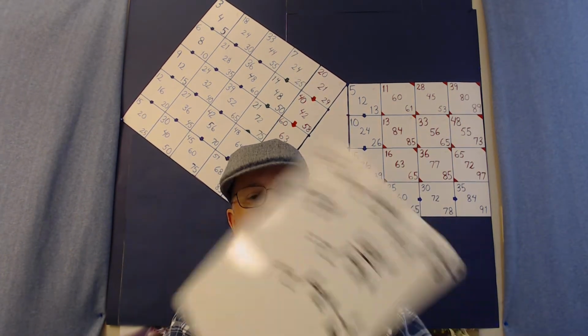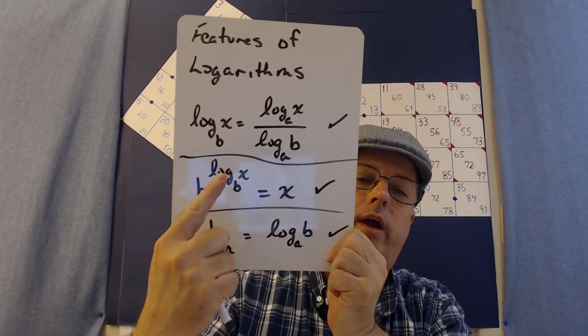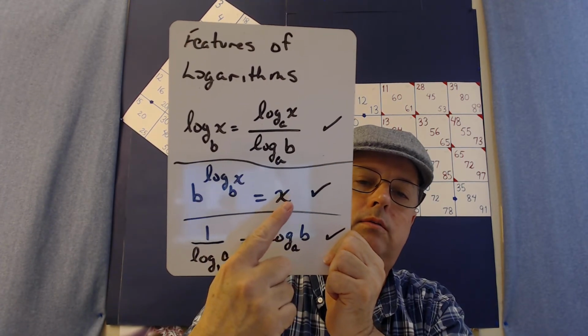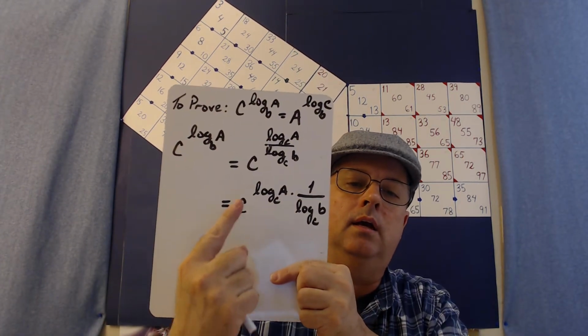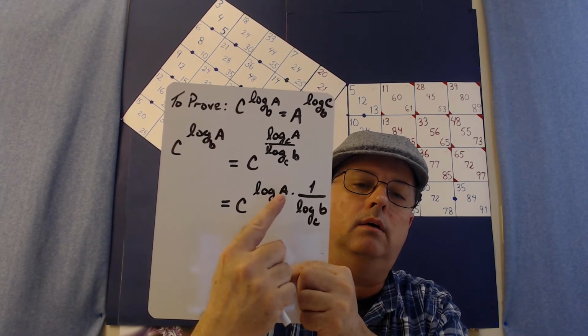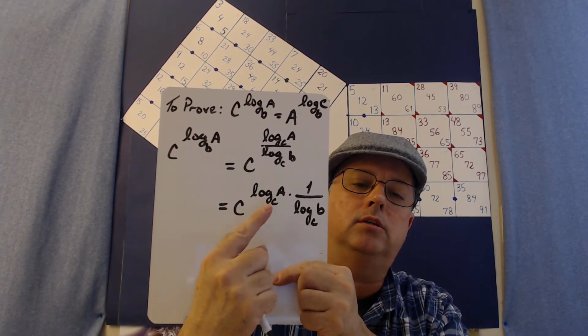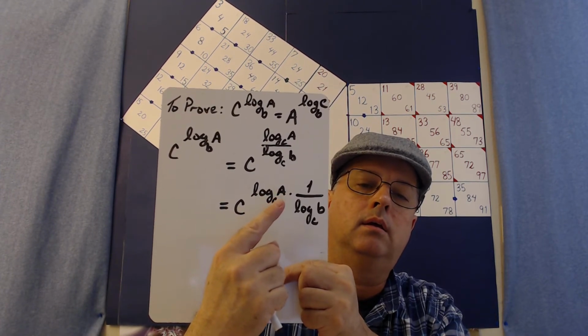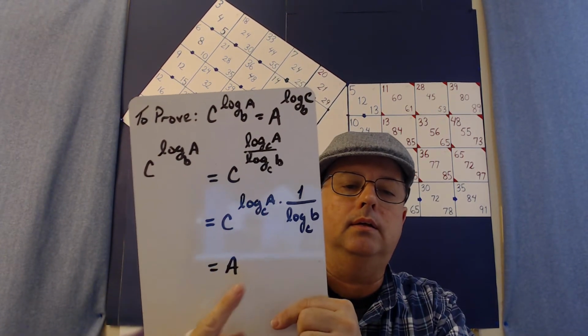Now then, let's look at our features here. Here it says if you take b and you raise it to the log base b of x, you get x. And so that's what I'm doing here. I'm taking c and I'm raising it to the log base c of a. And so when I take c and I raise it to the power that makes c become a, then c will become a. So c to the log base c of a is a.